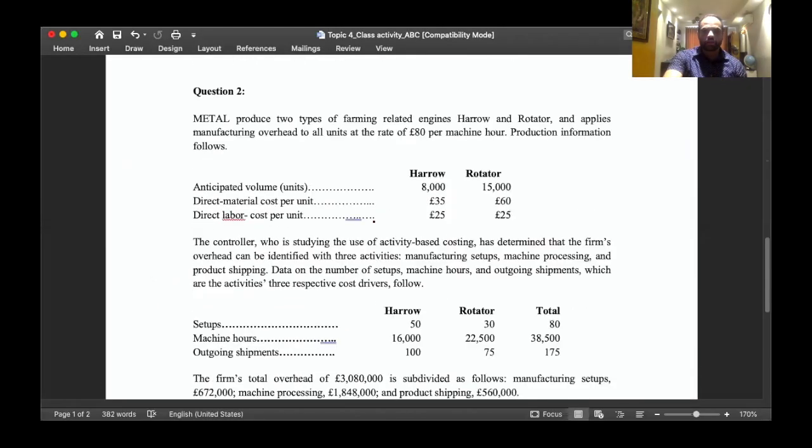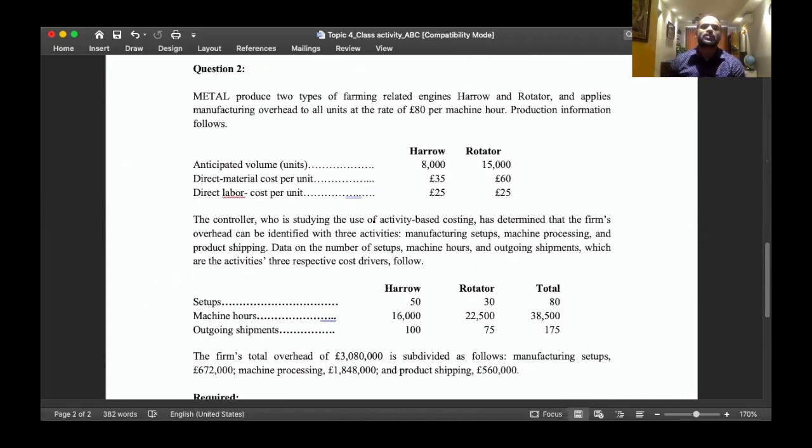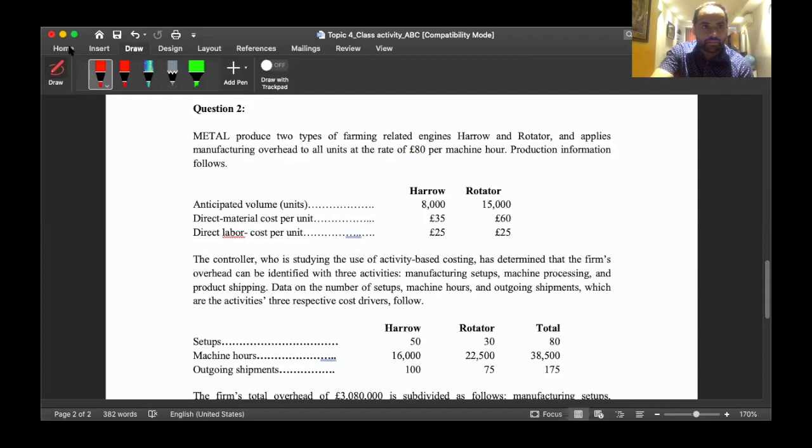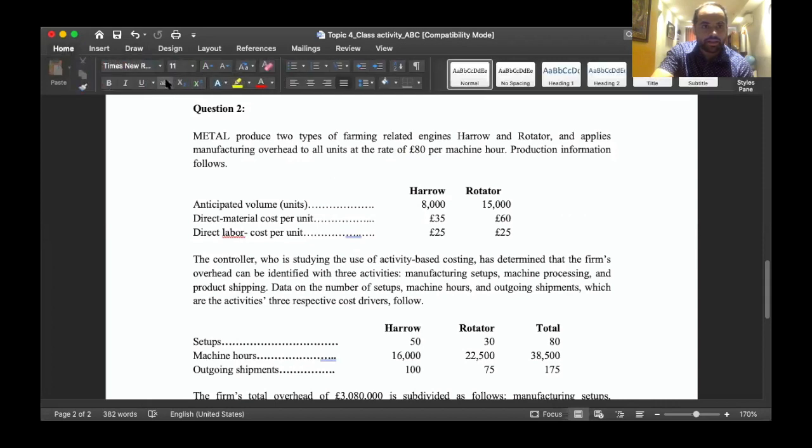Now, question two. It says that a firm produces two types of farming-related engines, harrows and rotators, and applies manufacturing overheads to all units at a rate of 80 pounds per machine hour. This question is already giving you step three, which is the rate per machine hour. But anyway, whether the question gives you the rate per hour or not, you have to calculate it by yourself. Let's say the question does not give you this number. For example, we don't have this number. Let's assume.